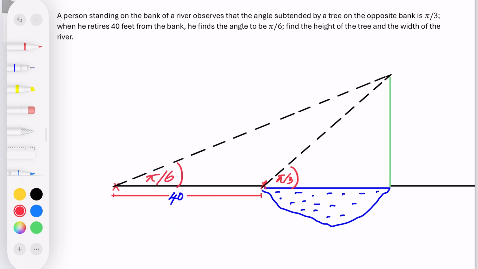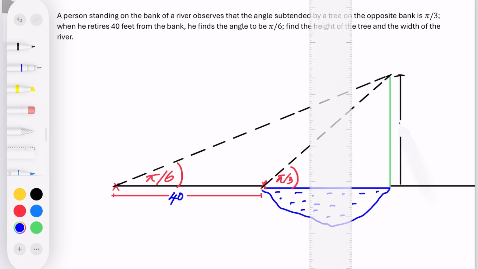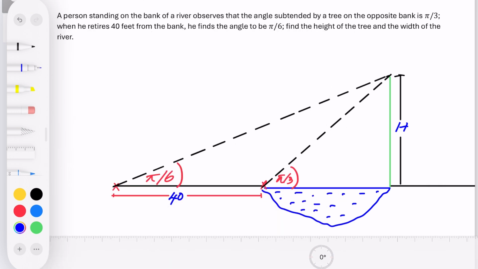Find the height of the tree and the width of the river. So I need to find two quantities. Height of the tree. So let me show the height of the tree. So I need to find this height. Let me label the height of the tree to be h. And then I need to find the width of the river. Let me show the width somewhere here. Let me label the width as W. So my task is to find h and W.